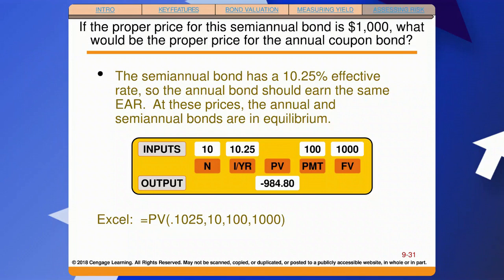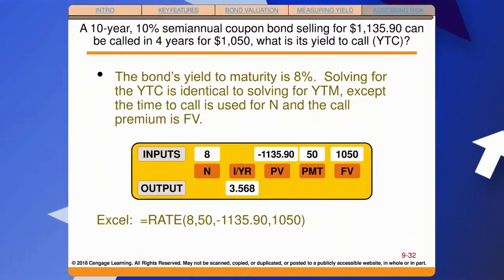Or you can also use your Excel. So since you have 10.25 semi-annual, the effective rate of the annual bond should earn the same EAR, effective annual rate yan ha. This prices the annual and semi-annual bonds as an equilibrium. So same lang. So again, is equals to PV, then rate 10.25, then N, then 100 is the payment term, and FV naman, future value is 1,000. How much would be the present value of it? Very good. Negative 984.80. Okay?